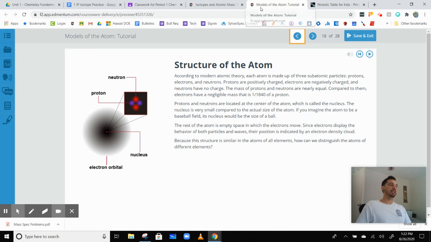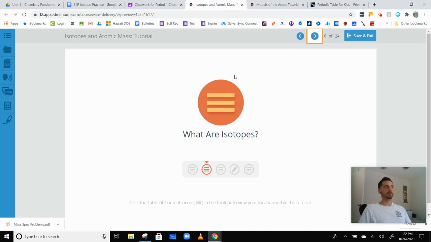Okay, so we're going to be looking at really three different things today. First, we're looking at the models of the atom tutorial in Plato. That's what I'm looking at currently. I'm on slide 18. And then eventually we're going to switch over. We're going to look at isotopes and atomic mass. I'm skipping all the way and starting on slide 3. So this is just the next tutorial here. So we're going to kind of do a little bit of each tutorial.